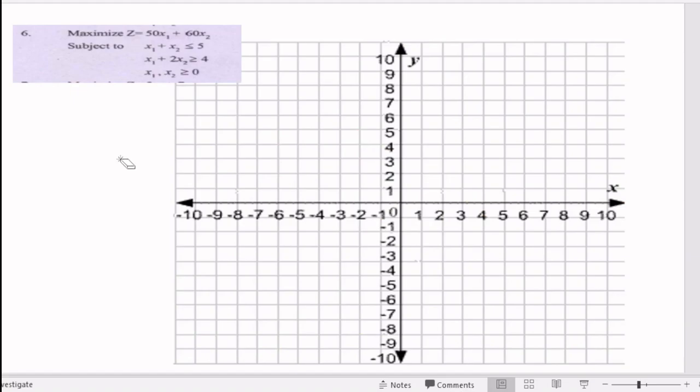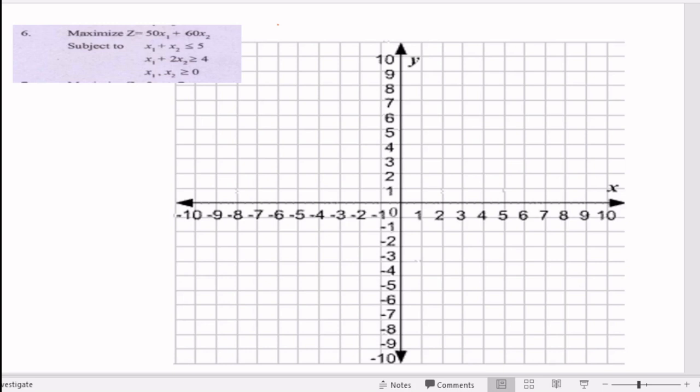Question number 6 says maximize Z is equal to 50x1 plus 60x2 subject to two equations, x1 plus x2 less than or equal to 5 and x1 plus 2x2 greater than or equal to 4. Please notice in this particular question something is different. You see this, right? Less than 5 and greater than 4. So there will be some change in a graph that we need to focus on while solving.